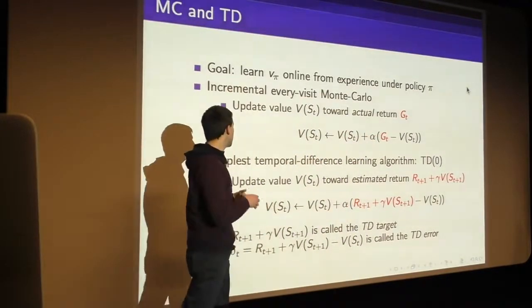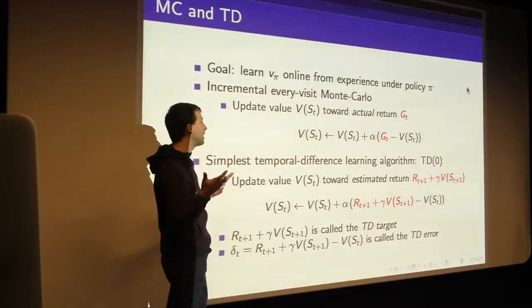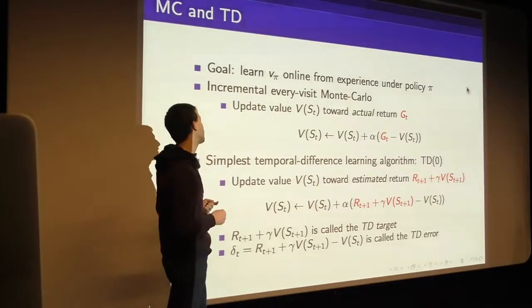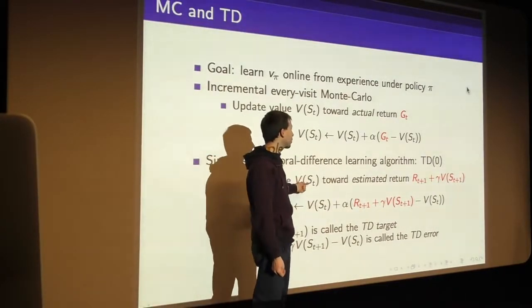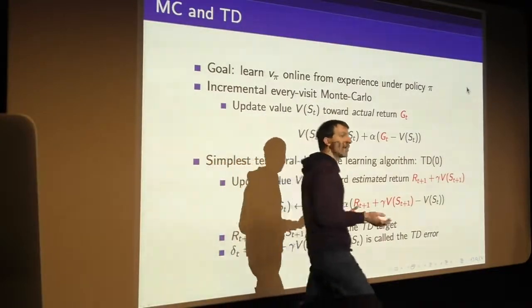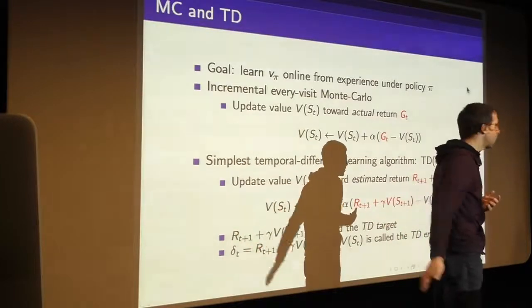What we're going to do now is use temporal difference learning, and let's consider the simplest version, TD(0). We'll understand later what that 0 means. What this means is that we're going to update our value function towards the estimated return after one step, and I'm going to estimate how much the return is going to be.